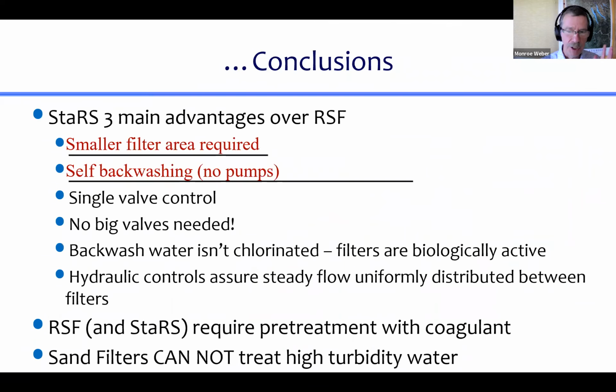So rapid sand filters and STARS filters require pre-treatment with coagulant. And I just keep on saying this because I feel like it's a mantra that is so important. Sand filters cannot treat highly turbid water. It just doesn't work.